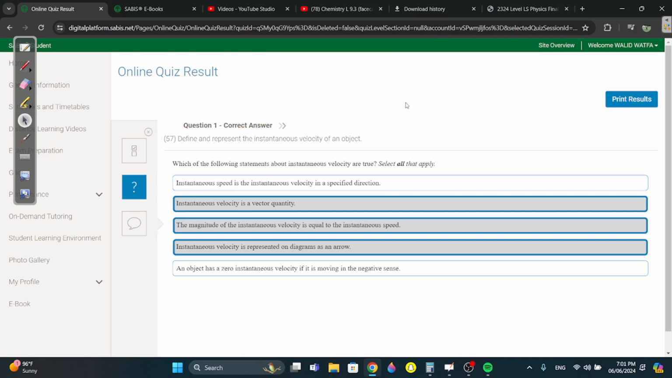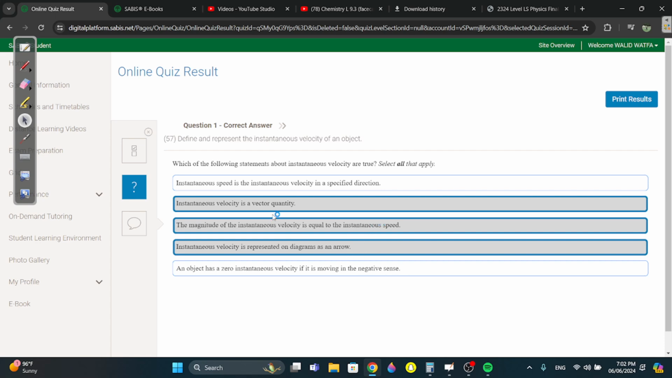Okay, this is 2.5 to 2.8, 16 questions. Which of the following is true about instantaneous velocity? It's a vector quantity, because it's still velocity. The magnitude of instantaneous velocity is equal to instantaneous speed, because instantaneous velocity is basically the velocity at a certain instant, so it's equal to the instantaneous speed. Since it's the magnitude, the positive value of the instantaneous velocity is equal to the instantaneous speed.